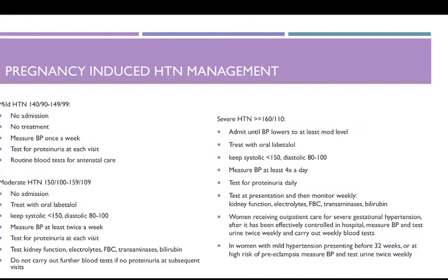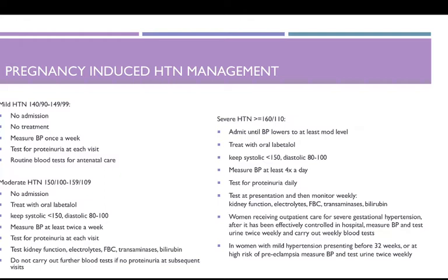You should be measuring their blood pressure at least twice a week, and at every visit you should be testing for protein in the urine. You're going to do blood tests: kidney function, electrolytes, full blood count, and testing liver function as well. For severe hypertension, so this is a blood pressure of 160/110 or above, you should admit them until the blood pressure lowers to at least a moderate level.